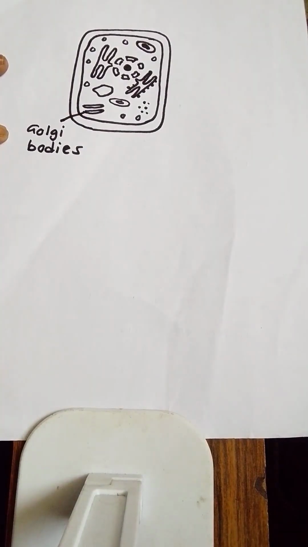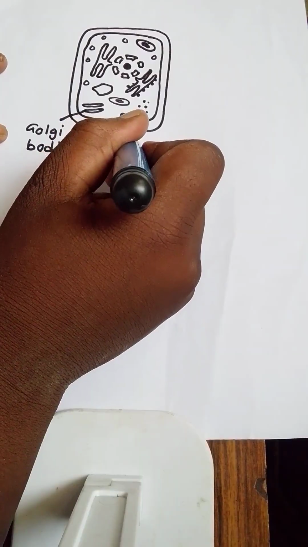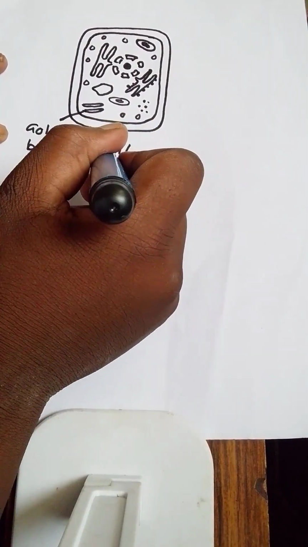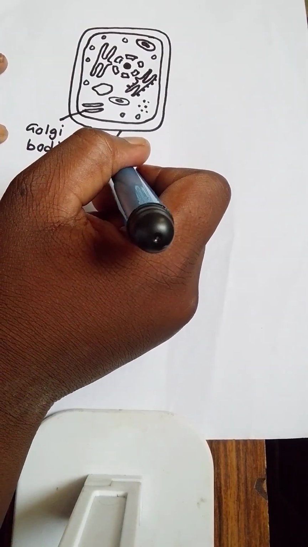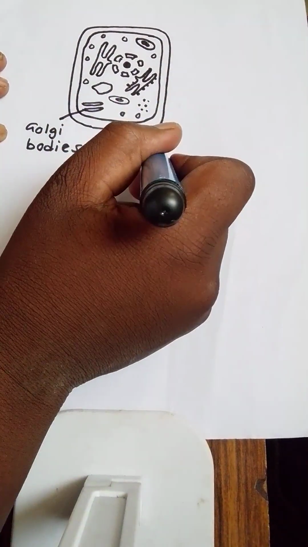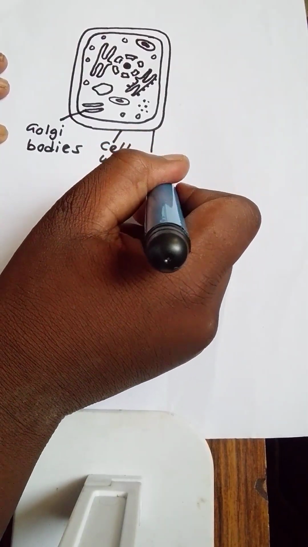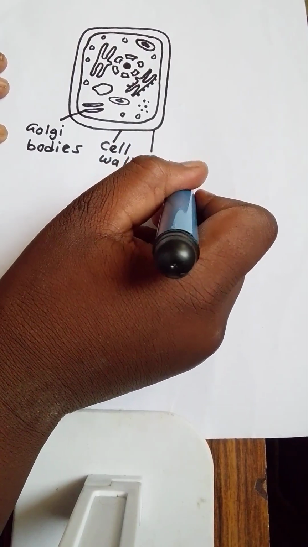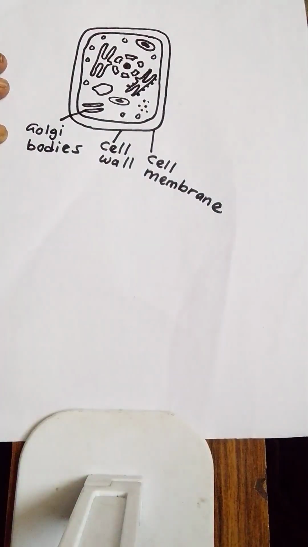These are called Golgi bodies, and then this part is the cell wall. This is the cell wall. Okay, then this part is the cell membrane. We have the cell membrane.